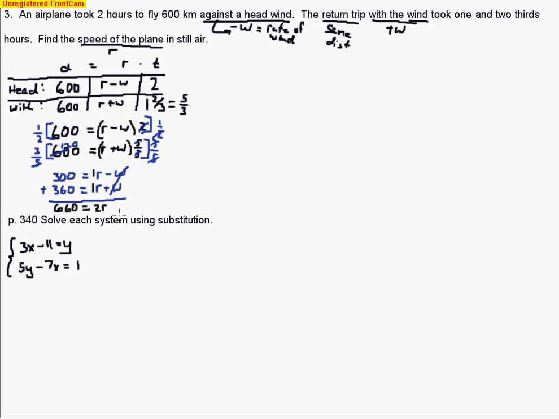All I wanted to know was the rate of the plane in still air, so that's R. So you divide by 2, and we get our answer. R equals, 2 goes into 6 3 times, so 330 kilometers per hour. That is the rate of the plane in still air.